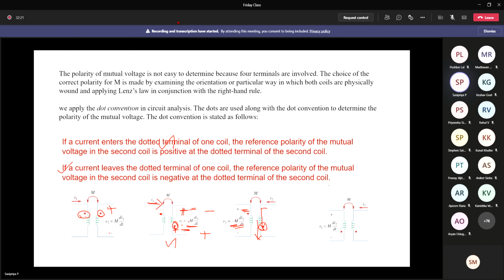Same thing. Here we have a leaving current at this dot. So obviously this voltage will be a negative voltage. If this voltage is negative, then obviously this will be a positive voltage. My reference is plus minus. So this will be plus M into di2 by dt. Any confusion in this? Because based on this only we'll have so many analyses considering different circuits. Any doubt in this? Ma'am, the voltage and the EMF are the same, ma'am.